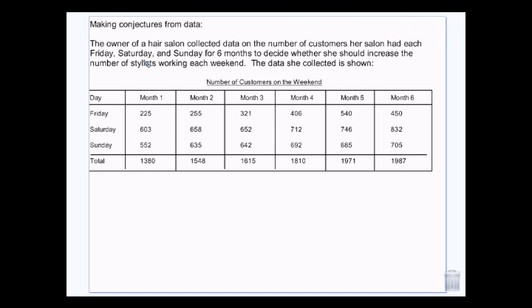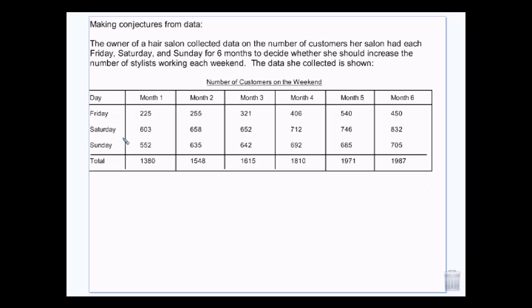So if we look at, we have this woman who owns a hair salon and she's collecting data on the number of customers for the weekends, basically Friday, Saturday, and Sunday for 6 months, because she's trying to decide if she should increase the number of stylists working on the weekends. So she needs more people working on the weekends. Here's all of her data.